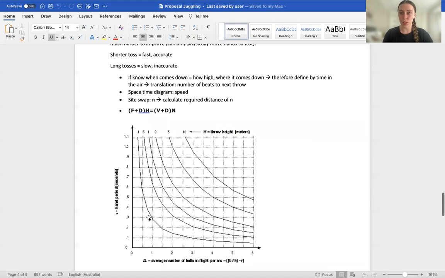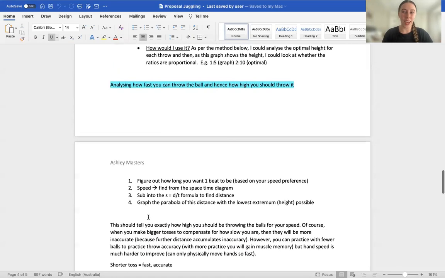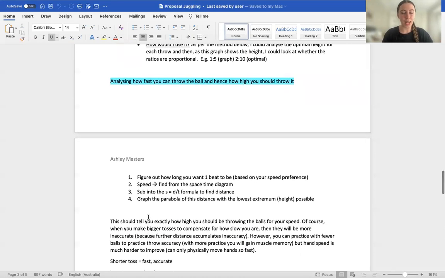But the issue was that it only has one answer. If I figure out how fast I want one beat to be, I find the speed from the space-time diagram, I sub it into this formula, and then I graph a parabola. That's probably max 2 pages of working out. So that's not long enough or deep enough or complex enough for a maths IA. I probably spent 10 hours researching and trying to understand these juggling diagrams, but it just wasn't going to work as an IA.